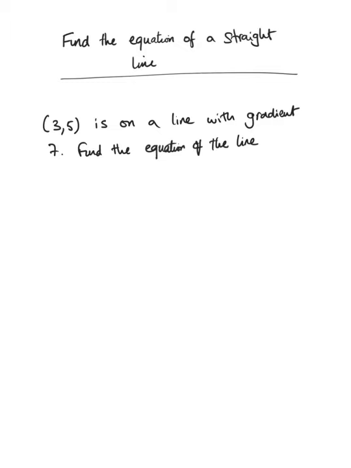There are different methods for doing this. I'm just going to show you one method because it works for all the different types of questions. We're going to use this: y minus y1 equals m(x minus x1). Now m is the gradient, and the point on the line, or any point on the line, we're going to call x1, y1.